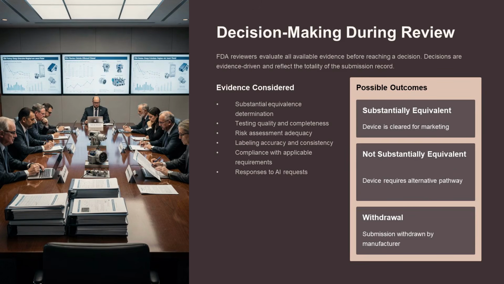FDA reviewers evaluate all available evidence before reaching a decision. Decisions are evidence-driven and reflect the totality of the submission record. Possible outcomes include substantial equivalence, not substantially equivalent, or withdrawal. Evidence considered includes substantial equivalence determination, testing quality and completeness, risk assessment adequacy, labeling accuracy and consistency, compliance with applicable requirements, and responses to AI requests.